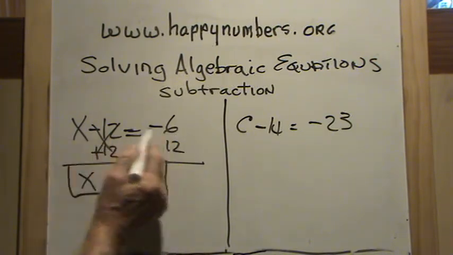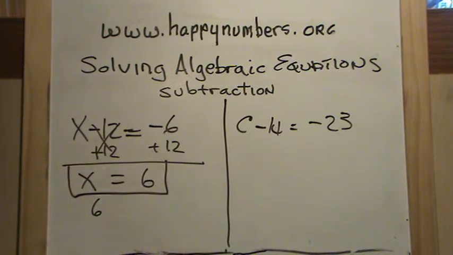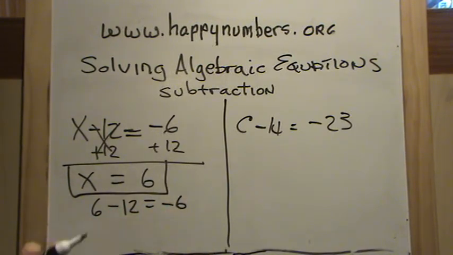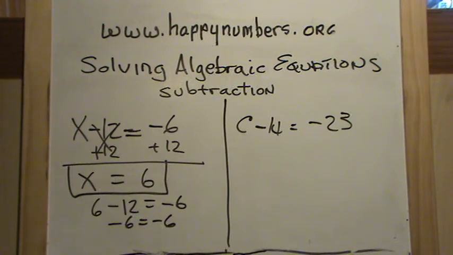Let's go back to our initial equation. X, which we're saying is positive 6, minus 12 equals negative 6. Well, if I combine a positive 6 and a negative 12, I do get a negative 6 equals negative 6. So our solution of 6 is correct.